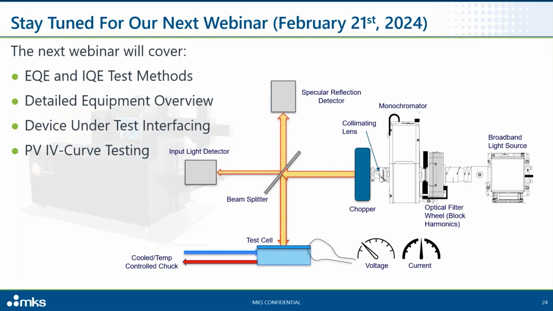We'll go over multiple different ways of testing this through EQE and IQE test methods. So there's more than one way to test the efficiency of your cell, depending on what's most important for your research. So we'll go over the detailed equipment overview and individual components that you can select from our catalog. We also will go over specific device under test interfacing, ways to interface with your cell, make contacts to your cell probe points, as well as controlling and maintaining your sample, such as temperature control.